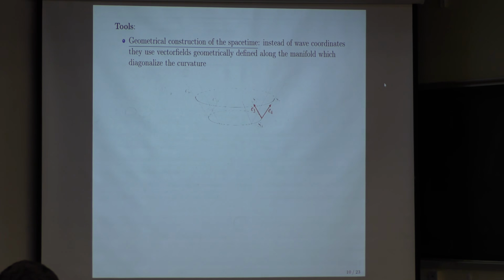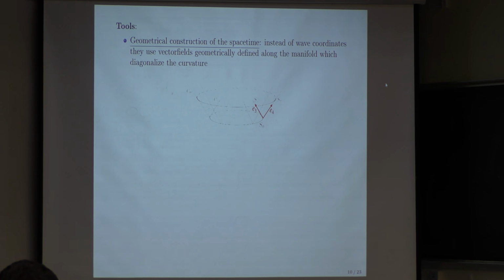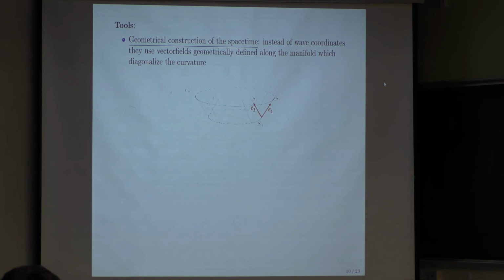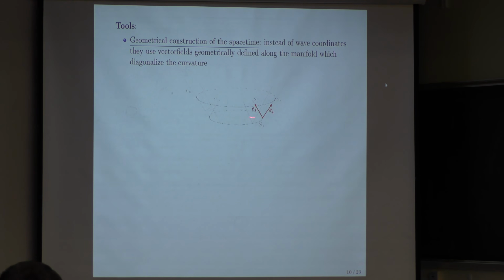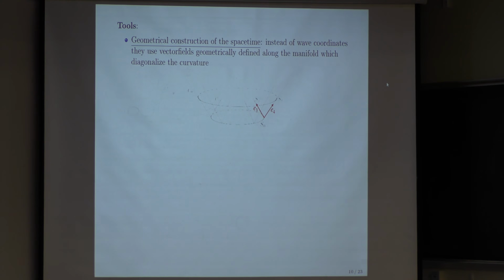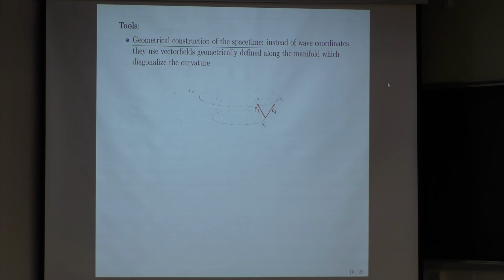Here the image doesn't show very well, but one of the tools is a geometrical construction of the space-time. Instead of using the wave coordinates, there is a geometrical construction, in particular vector fields that are defined along the manifold. You are in 4 dimensions, with a Lorentzian metric, so you can think that there are 2 linearly independent null vectors, here called E3 and E4. They span these light cones where the information travels. So it is fundamental to understand that you need something geometrical to study these problems.